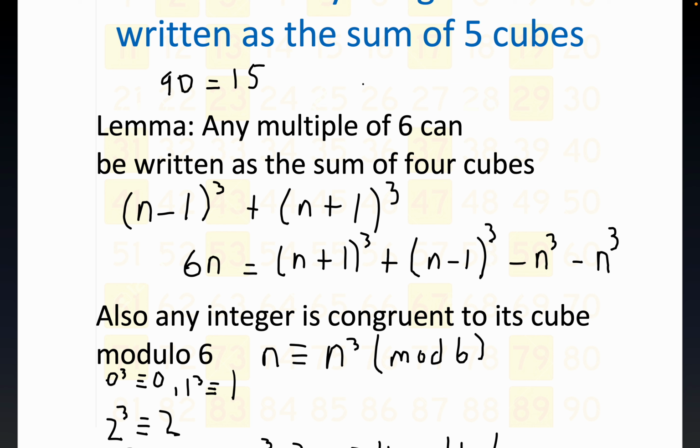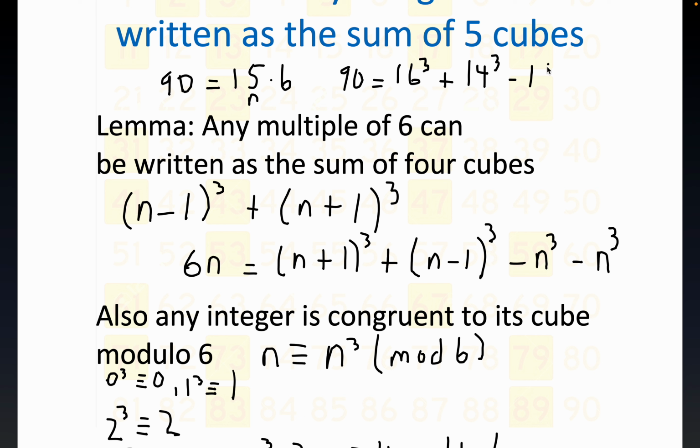Okay, so that means that n would be 15 right here, right? 15 times 6. So that would make n equal to 15, right? But notice what that gives us. That's going to give us that 90 is equal to, using this result right here with n equals 15, you get 16 cubed, plus 15 minus 1 is 14, so 14 cubed, and then minus 15 cubed.